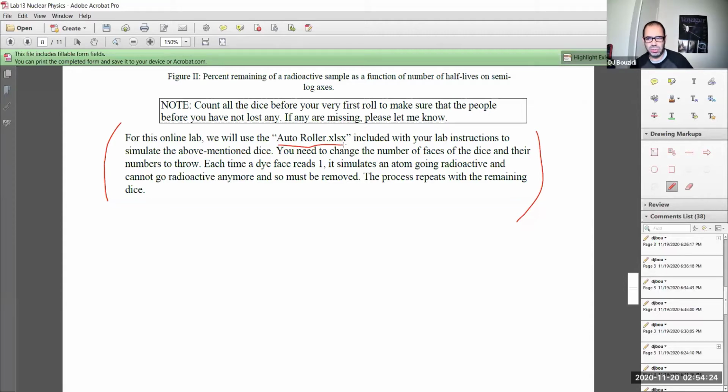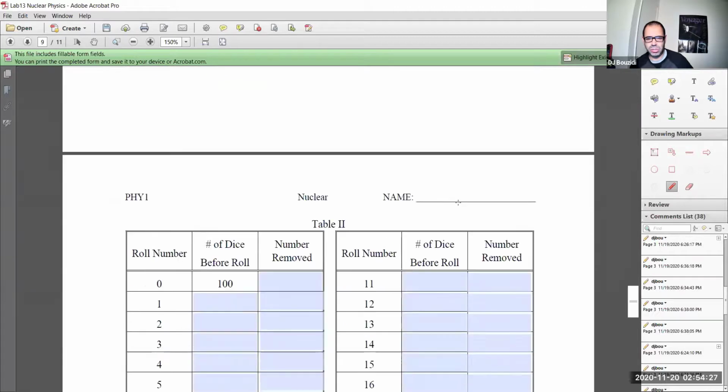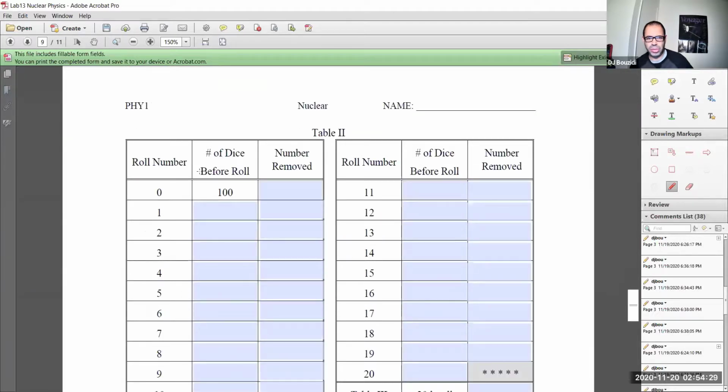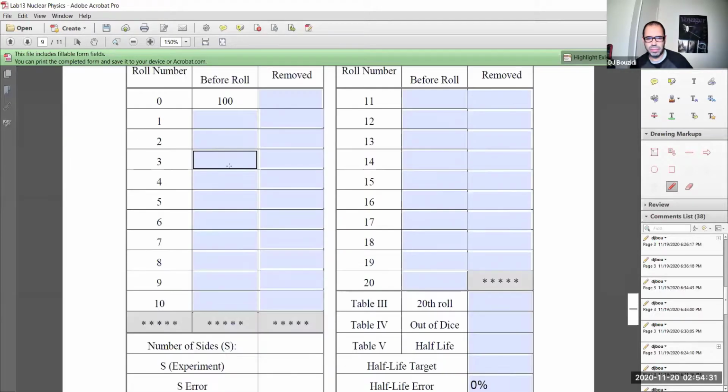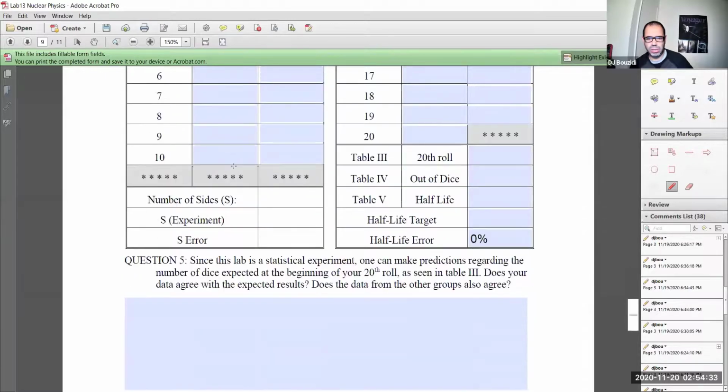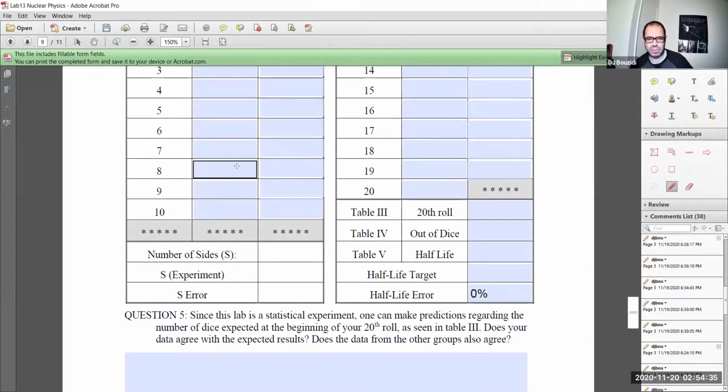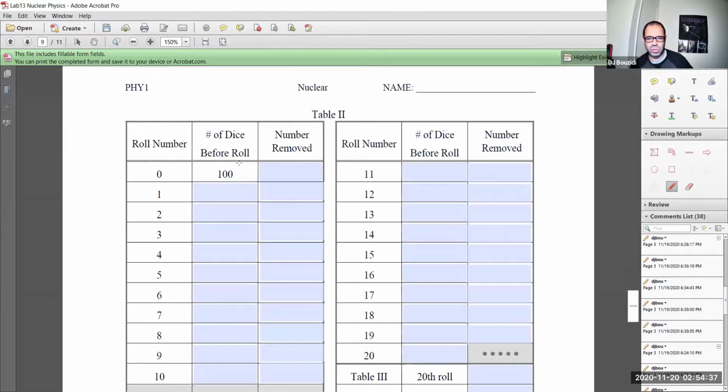You're going to download it to your computer, and you're going to start with the number 4, okay? I don't know, did I say that somewhere in the lab? We're going to start with 4, with the die of 4 faces, okay? There's 4 faces, and we're going to roll 100 of them.